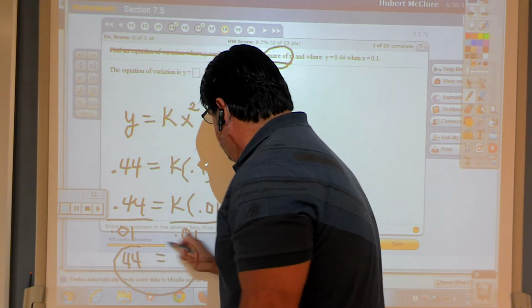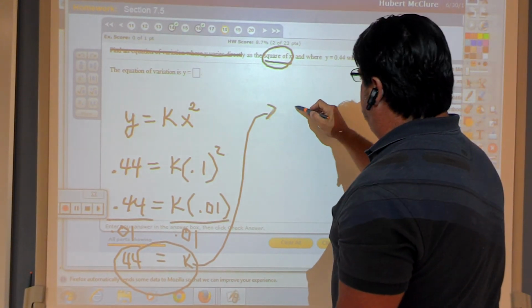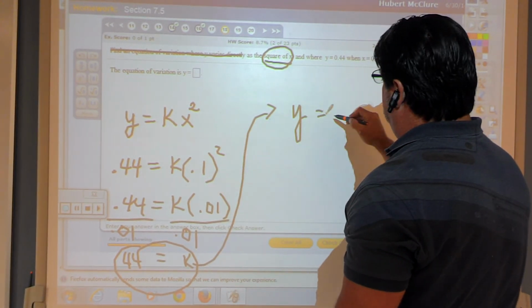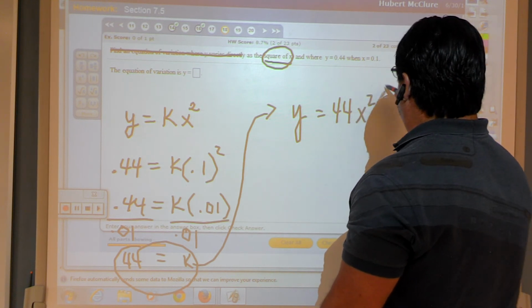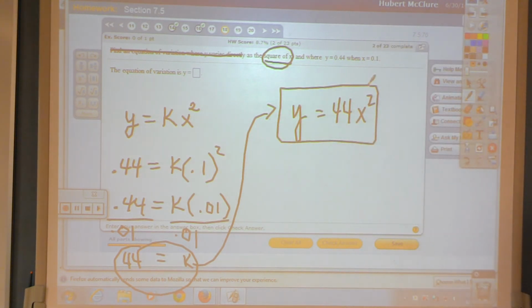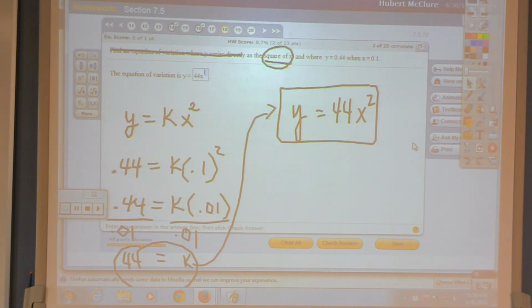Now, what do you do with k? You plug it back in. So your equation is y equals 44x squared. This is your equation, and that's your answer. So can you type that in and see? They have y equals, so you would just type in 44x squared. I got one right, Mr. McCorn. You got one right.